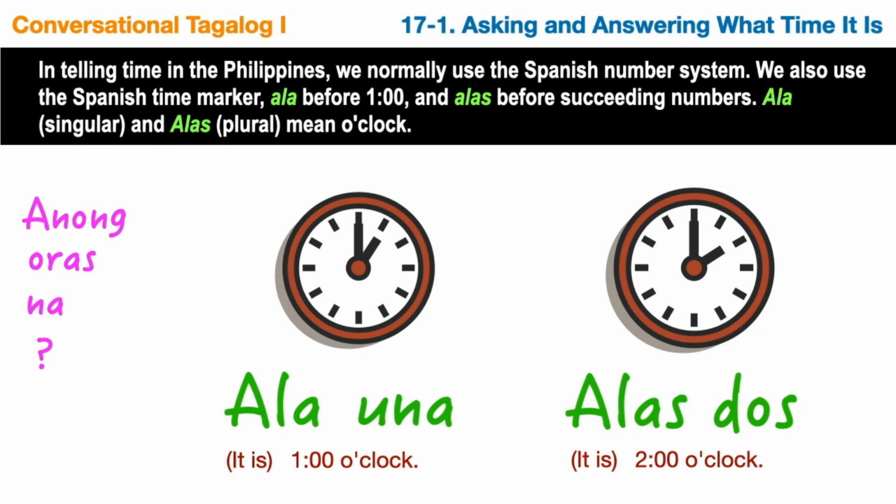In telling time in the Philippines, we normally use the Spanish number system. We also use the Spanish time marker ala before 1 and alas before succeeding numbers. Ala singular and alas plural mean o'clock.